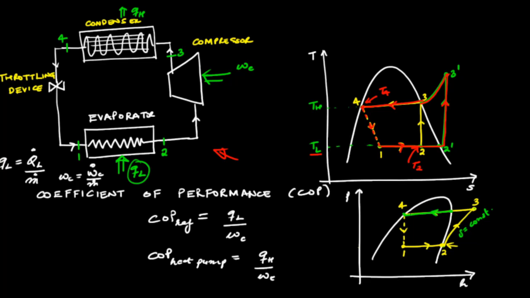Importantly, note that the throttling process is depicted by this vertical dashed line, and dashed line because this throttling process is an irreversible process. We've already seen that in a throttling process, the enthalpy remains constant, and that's why this line is a vertical line, so that the enthalpy does not change as the substance goes from state 4 to state 1. So this is how the vapor compression refrigeration cycle can be alternatively depicted on a pH diagram.